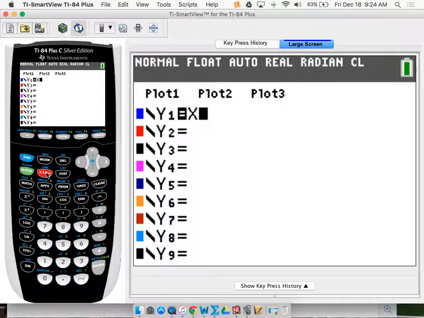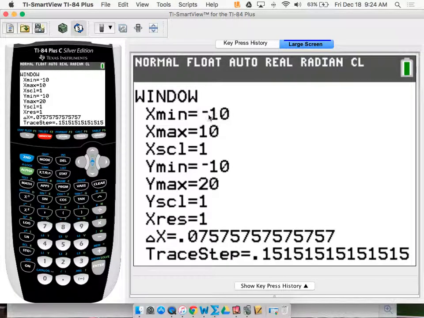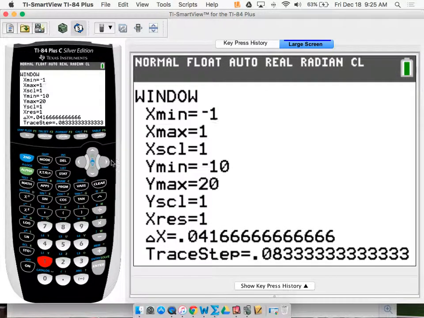Alright, so I got x, e, and negative x minus 2x. Alright, so what's the interval that they're giving you? So you guys should want to change your window to be from -1 to 1. -1 to +1.